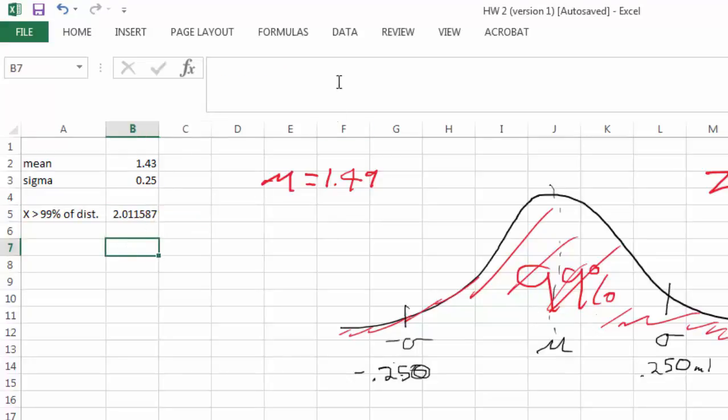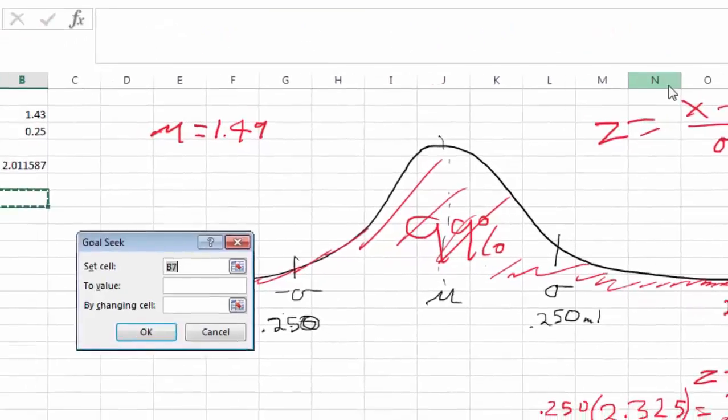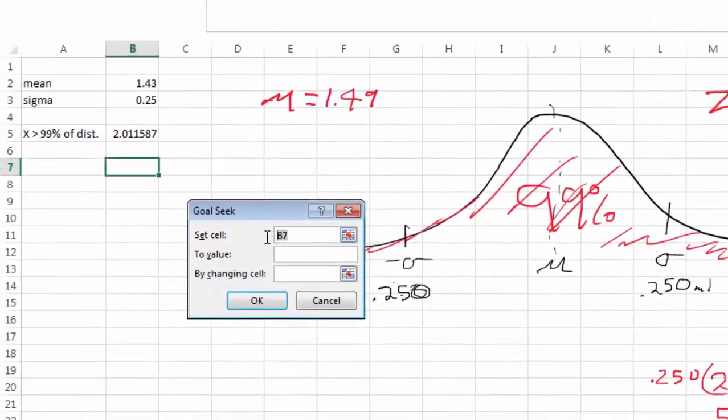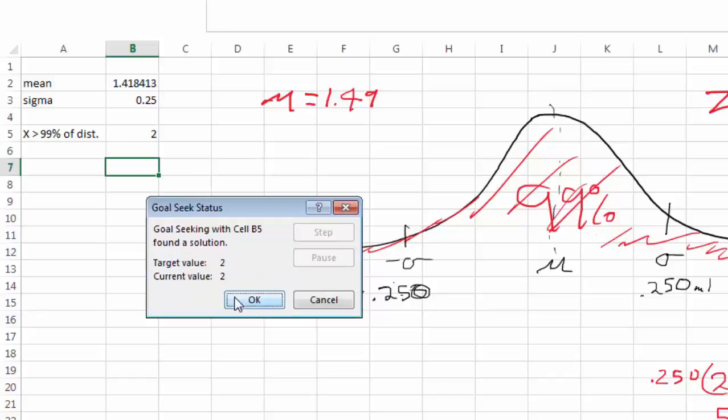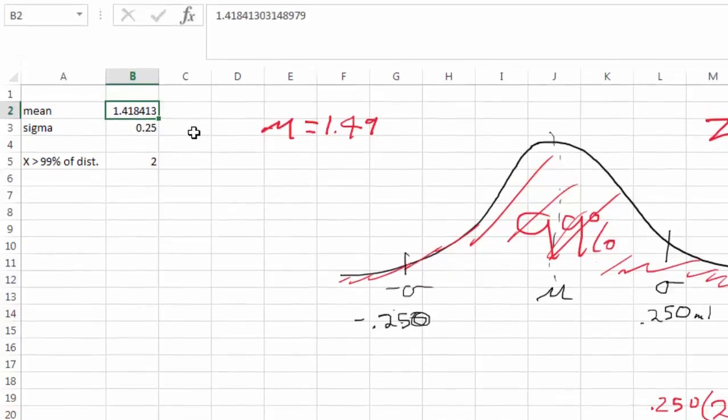So I'm going to tell Excel, okay, up here, data, what if analysis, goal seek, and I'm going to say to Excel, set the cell B5 to value 2 by changing cell B2. And I hit OK. And there we go again. Excel instantly ran a whole lot of numbers because it has a lot of computing power and found 1.418.